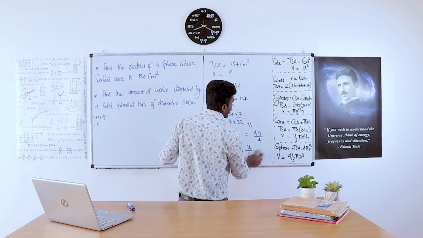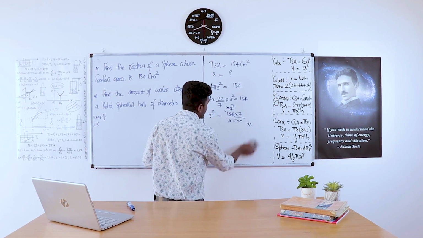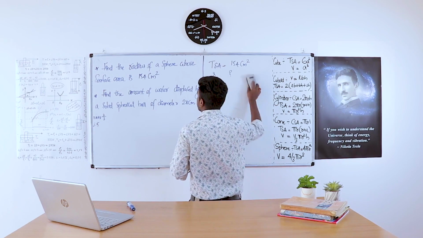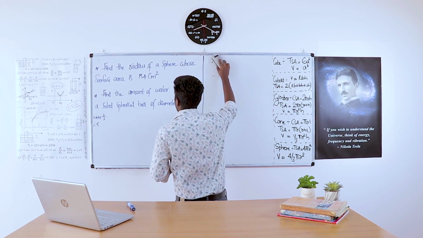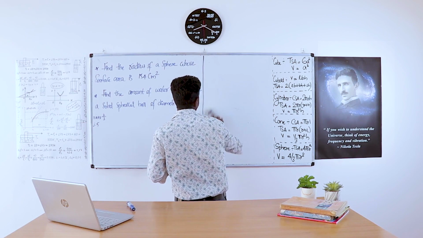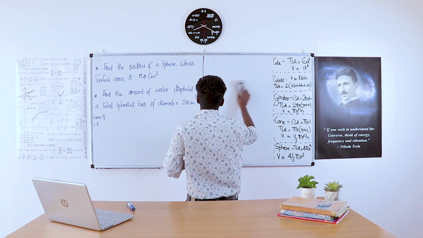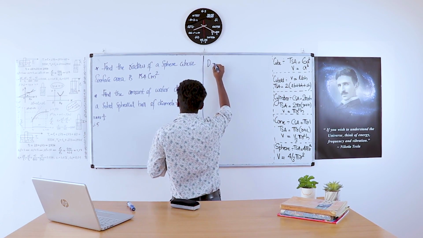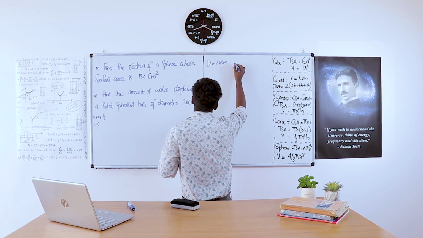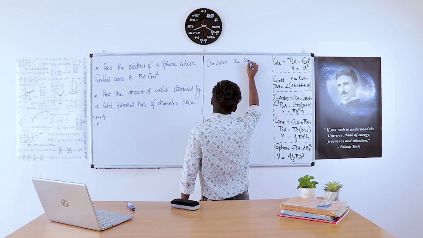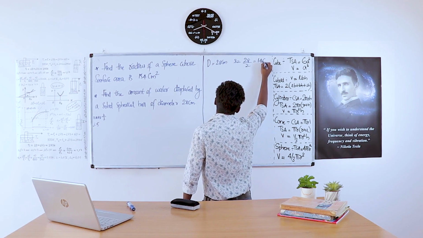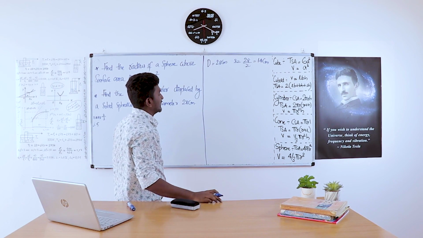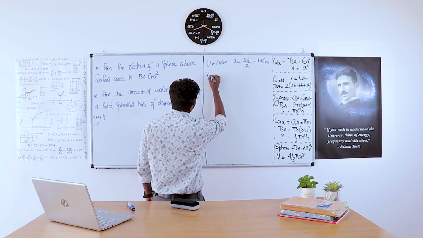Now look at the next question. What is the next question? Find the amount of water displaced by a solid spherical ball of diameter 28 centimeter. So we are given the diameter of the ball. Diameter D is equal to 28 centimeter. Then what is the radius? Radius is equal to 28 by 2, which is 14 centimeter. Find the amount of water displaced by this solid spherical ball. So we need to find the volume. What is volume?